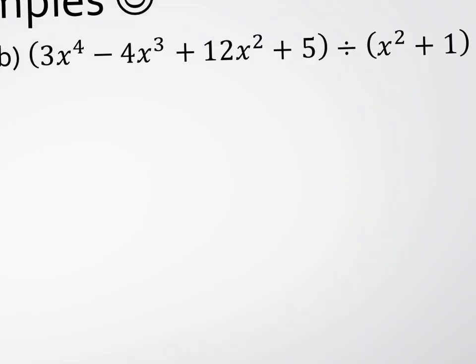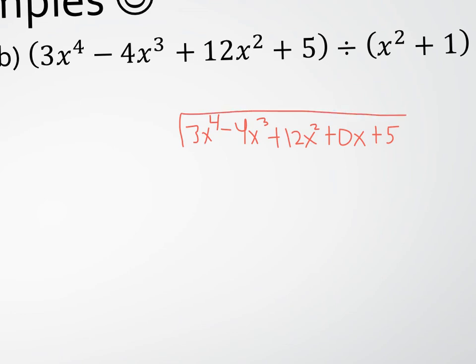If we look at this next example, the first polynomial is going to go into the house. So 3x to the 4th minus 4x cubed plus 12x squared. Now notice that there is no x to the first term, so we have to put in a placeholder, plus 0x and then plus 5. And we'll have x squared plus 0x plus 1. Okay, and we're just going to follow the same process as before.